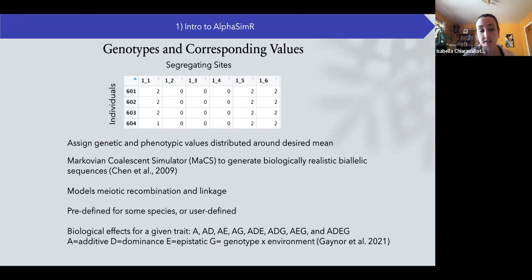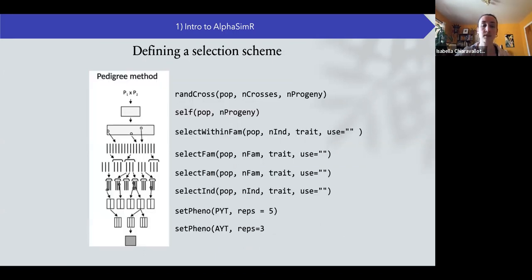And we can also define biological effects for our traits. So AlphaSimR can model additive, dominance, epistatic, or genotype by environment effects. Within those dominance effects, you can also have variable degrees of dominance, and we can define different combinations of these effects seen here. You can do additivity and dominance, additivity and epistasis, etc. There's also commands that allow you to define a custom selection scheme.